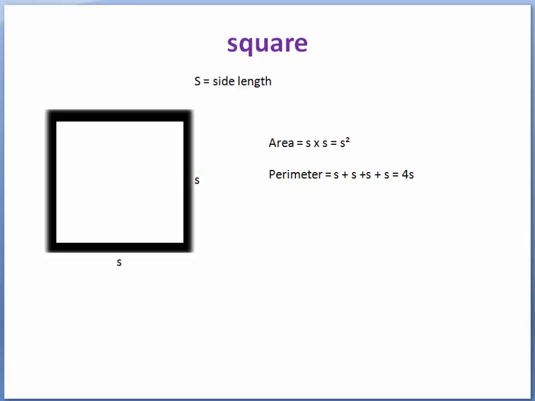Area of a square, S, which is the length of this side, multiplied by S, which is the same length, so S squared, or S multiplied by S. The perimeter is given by S plus S plus S plus S, so this side plus this side plus this side plus this side, or 4S.